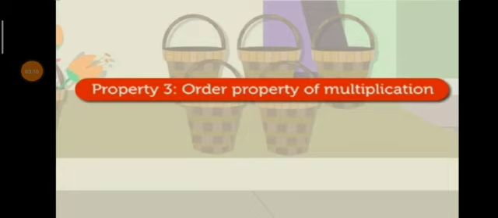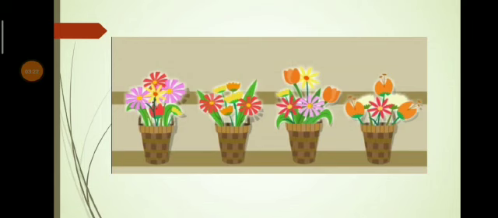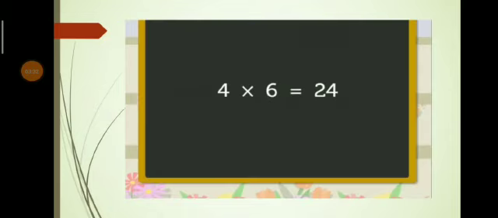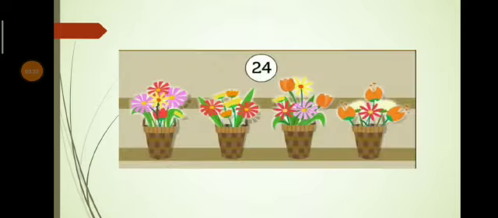Property 3. Order property of multiplication. Students, look, there are 4 baskets and each basket contains 6 flowers. So, how many flowers are there all together? Yes, 4 into 6, that is equal to 24. So, there are 24 flowers in 4 baskets.